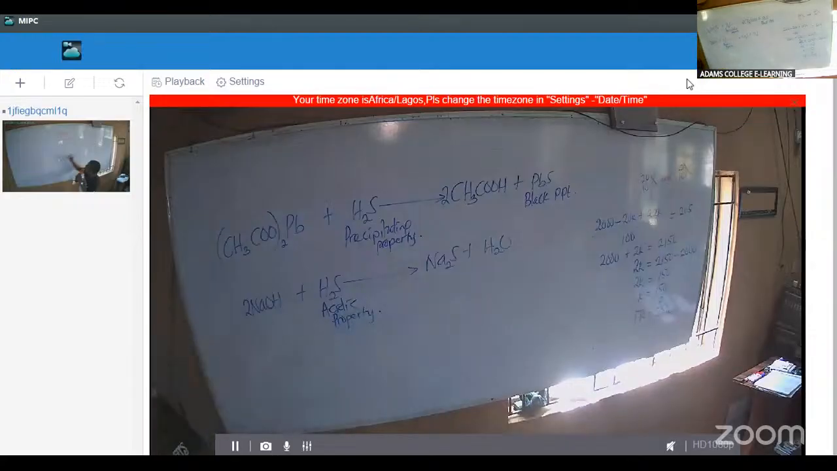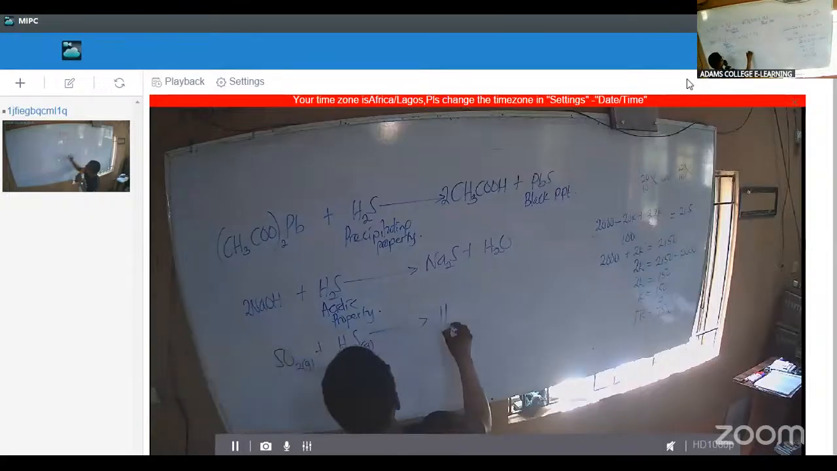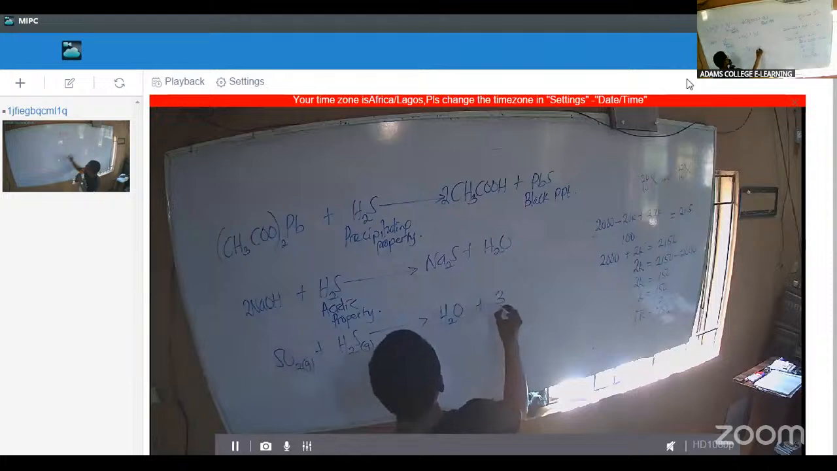That means hydrogen sulfide can exhibit this. And some of you are doing WAEC, they can ask you to write three major properties of H2S. I've already given you some of them: precipitating property, acidic property. Now you have another one, SO2 gas plus hydrogen sulfide gas gives water plus sulfur.